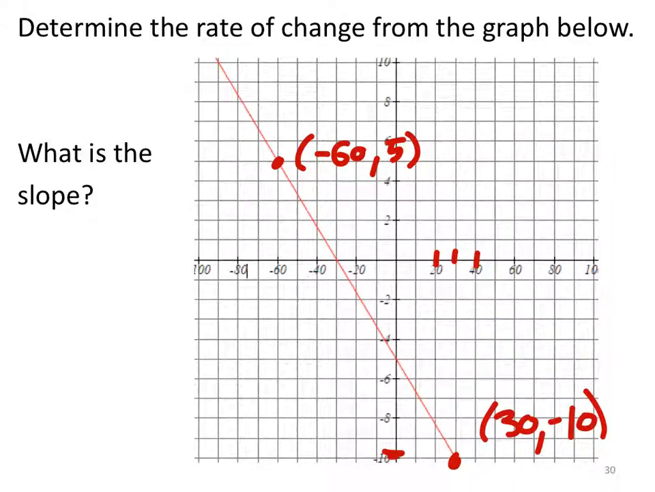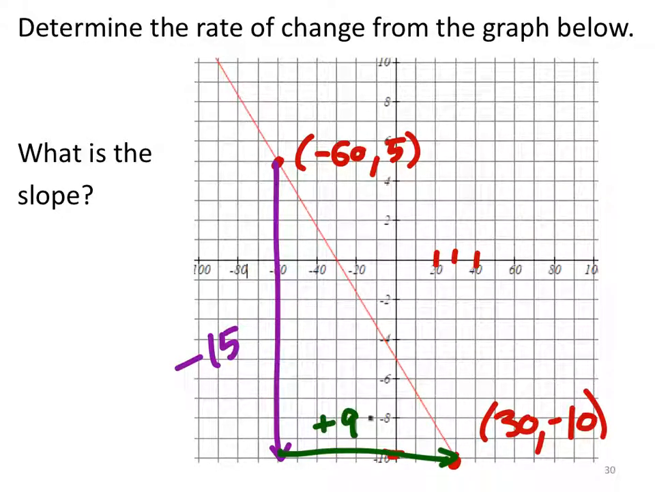Now you could use a stair step, you could use the formula, you could use the rainbow method, whichever one you choose. Since it's already on a graph for me, I'm going to use a stair step. So from 5, it went all the way down to negative 10. That means it went down 15. I mean, I could count the lines, but we have to be careful again when the scales are different. And then we went from negative 60 to 30. That means I went in the positive direction, 90. So my slope will be negative 15. Sorry, also the rate of change.